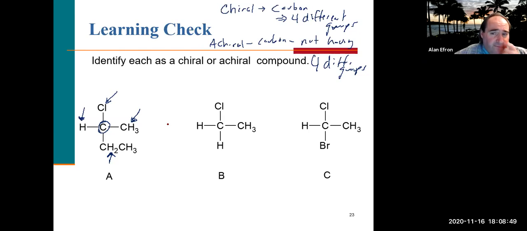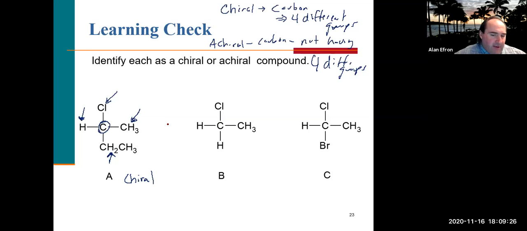So in this very first one, we actually do have four different things attached to that carbon, and that carbon would be referred to as a chiral carbon. And because that's a chiral carbon, that means this molecule would be a chiral molecule. And what that means is if you took the mirror image of that, so if you pushed that up in front of a mirror and you took that mirror image out of the mirror, it would not superimpose perfectly on top of each other. So you could not get it to be perfectly aligned with each other.